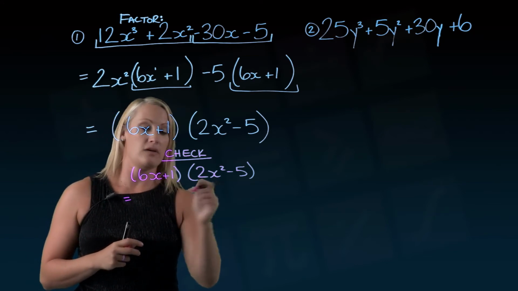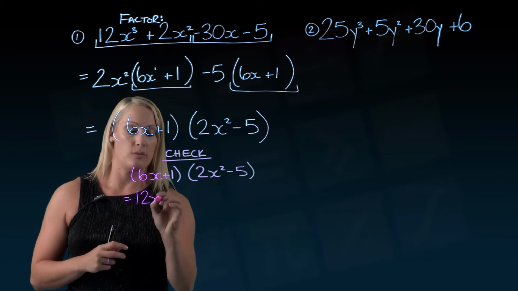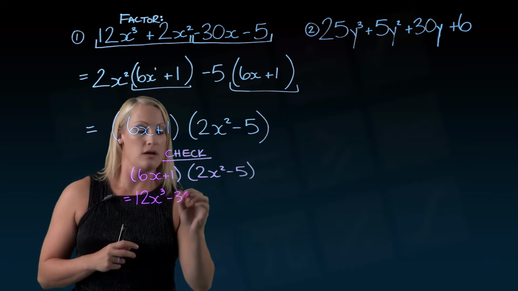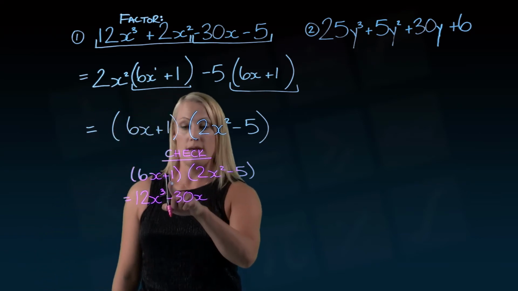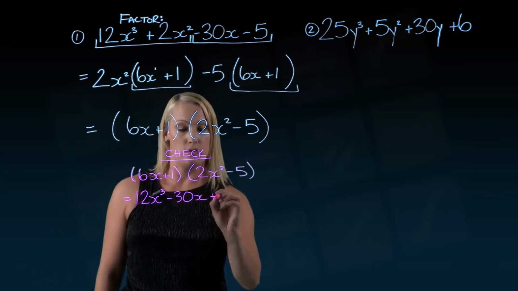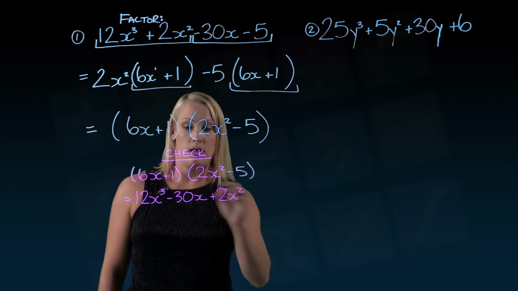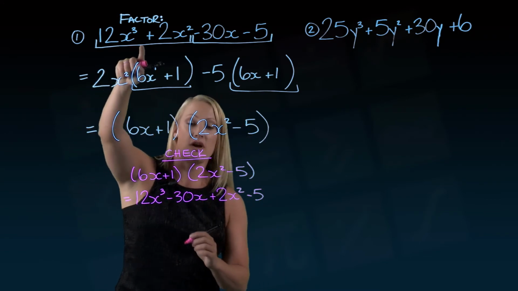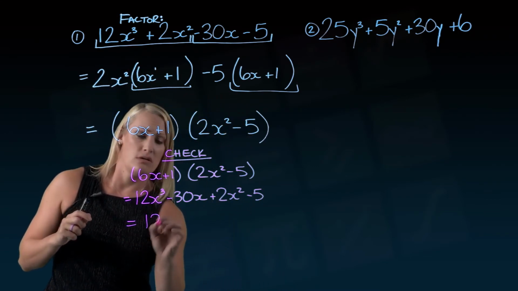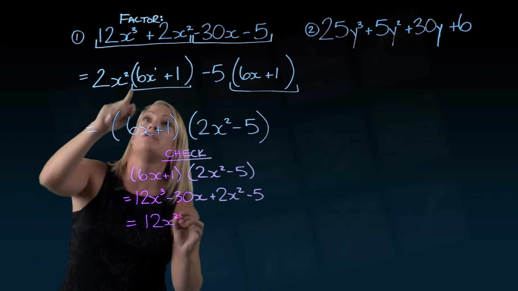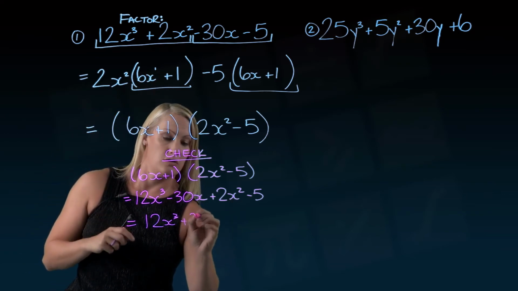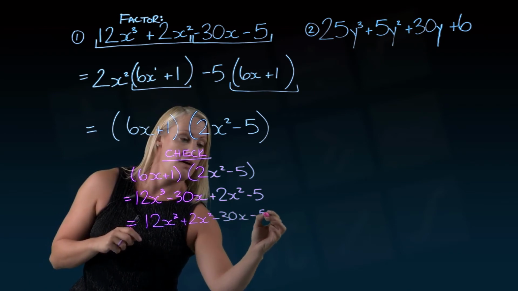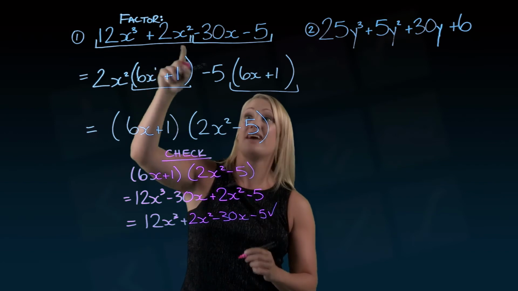6x times 2x squared would be 12x to the power of 3. 6x times negative 5 would be negative 30x. 1 times 2x squared would be 2x squared. And 1 times negative 5 is negative 5. And if I look back up to my original question, although it's in a different order, 12x cubed, plus 2x squared, minus 30x, minus 5. I know I'm right because I got that original question.